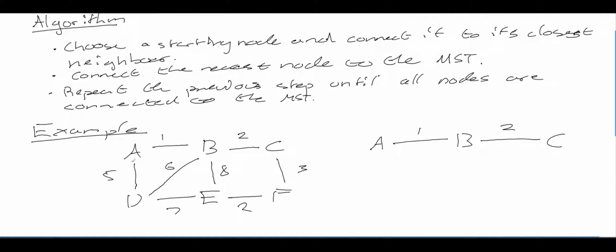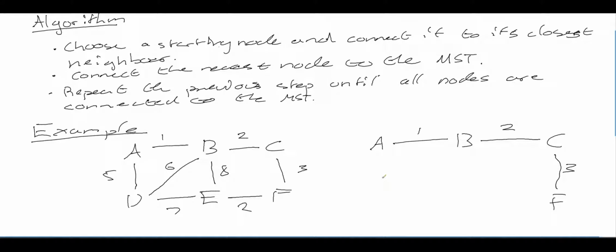So we've got these 4 edges here. The edge from A to D, the edge from B to D, the edge from B to E, the edge from C to F. And which one is the smallest? Well, that will be the edge from C to F, which is the smallest weight of 3. So we're going to connect C to F. Then we've got to repeat that step because we've still got D and E which aren't connected to our minimum spanning tree.